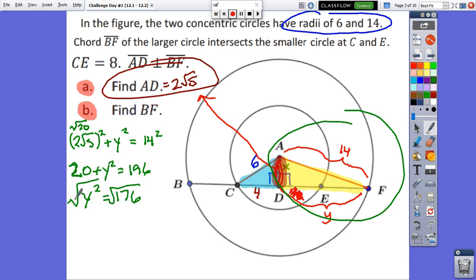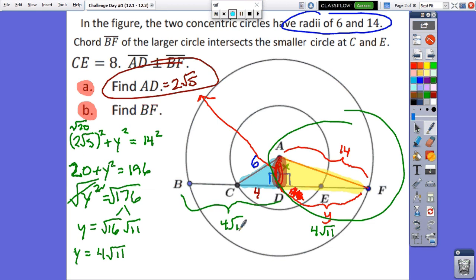Square root that. And you might have to play around with the numbers here, but 16 times 11 is 176, which makes that equal to 4 root 11. Now, 4 root 11 is not our final answer. 4 root 11 is half of the answer, because from B to D is another 4 root 11. So add those pieces together, and altogether BF has a length of 8 root 11. All right, there's the first problem.